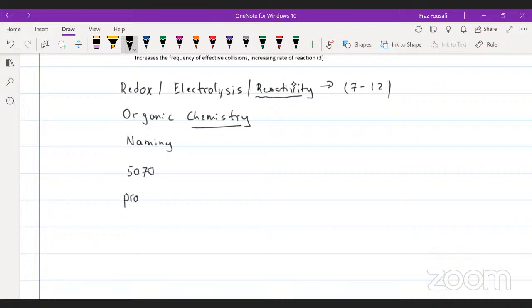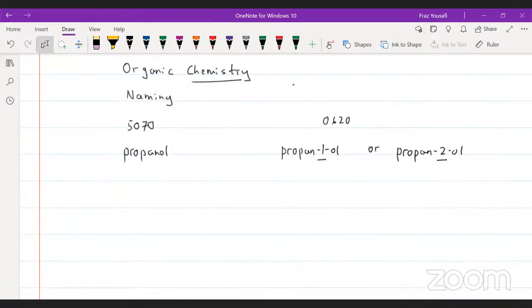So in O levels, they don't care where you put the OH, it's just propanol. Very rarely, if ever, do they hark on questions where the position of the OH becomes important. But in IGCSE, they will not, in most questions, score the mark unless you are specific to where your functional group happens to be. And what these numbers are telling me are the positions of where the OH would go. So that is one nuance in terms of naming that they're both different in.